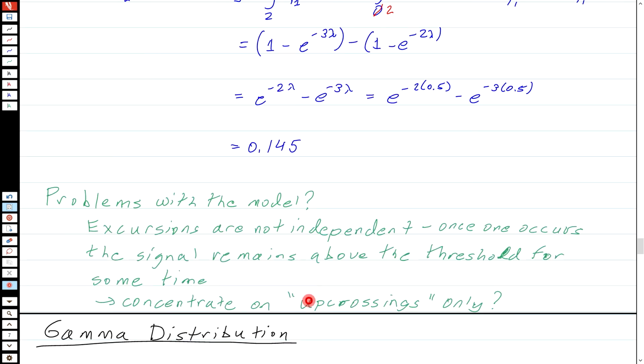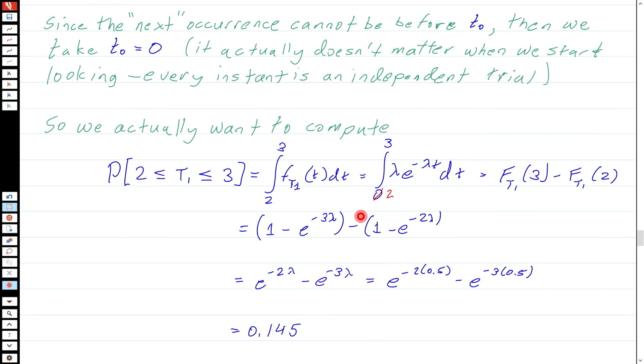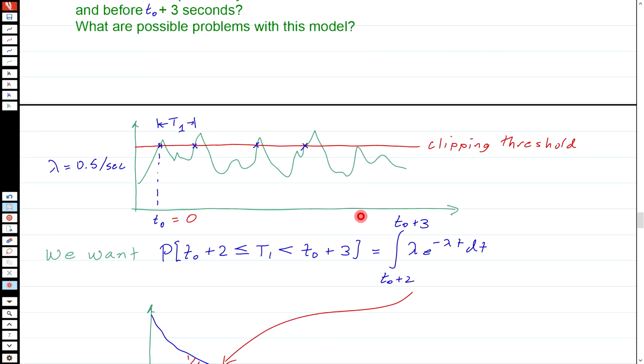Well, what are the possible problems with this model? The excursions are not exactly independent. The occurrence of one and the occurrence of the next may be independent, but once we've gone above, I get a whole pile of instances that are all successes. So these instances, shortly after the occurrence of an excursion, are very dependent on that excursion. The best way to model this is to forget about what's happening immediately after an excursion takes place, and just look at the upcrossings.